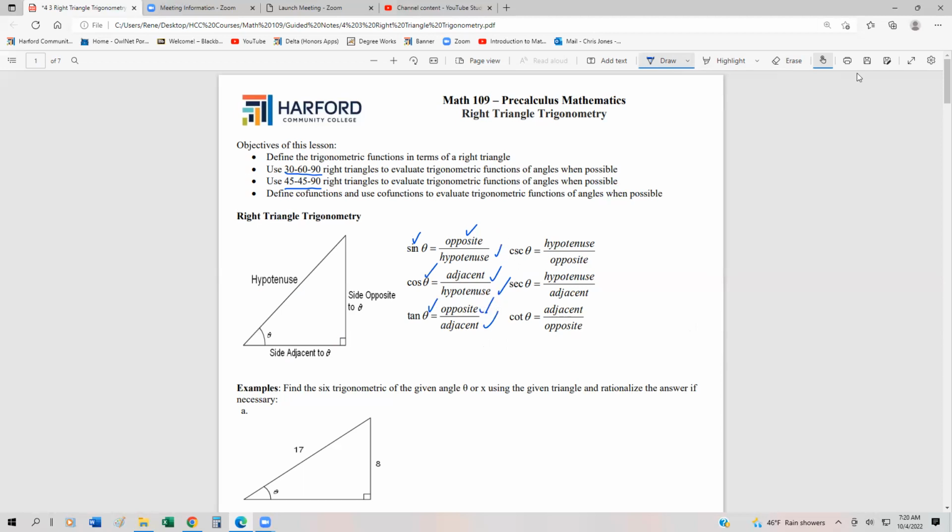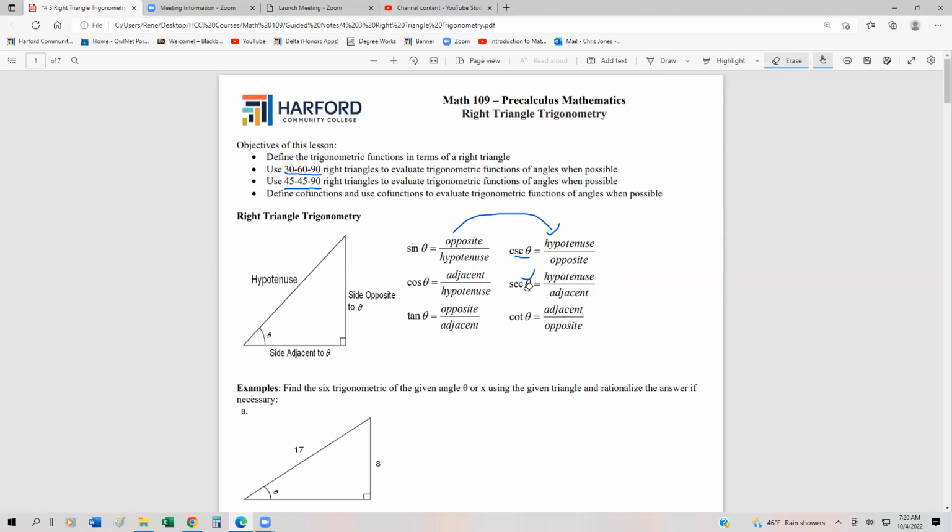Once we have those, we can just flip all of them over, because flipping them gives us the reciprocal functions. You might remember from the previous video that we defined cosecant to be the reciprocal of sine, secant to be the reciprocal of cosine, and cotangent to be the reciprocal of tangent.